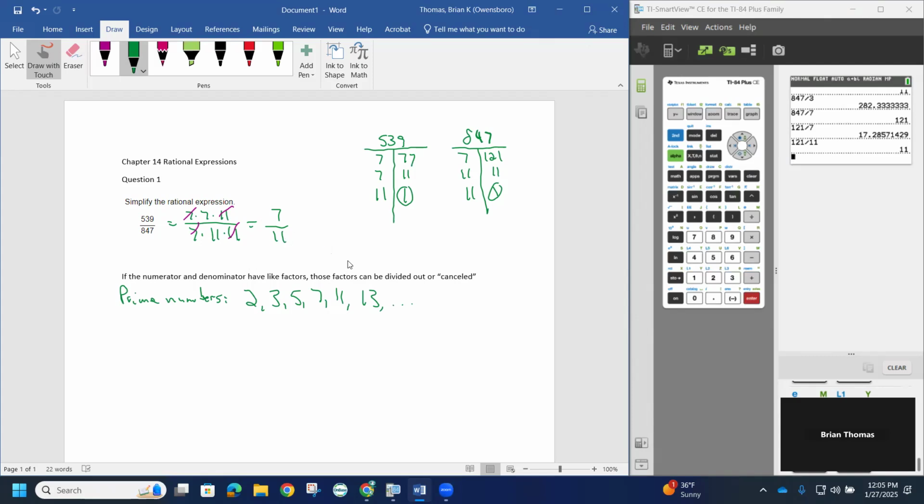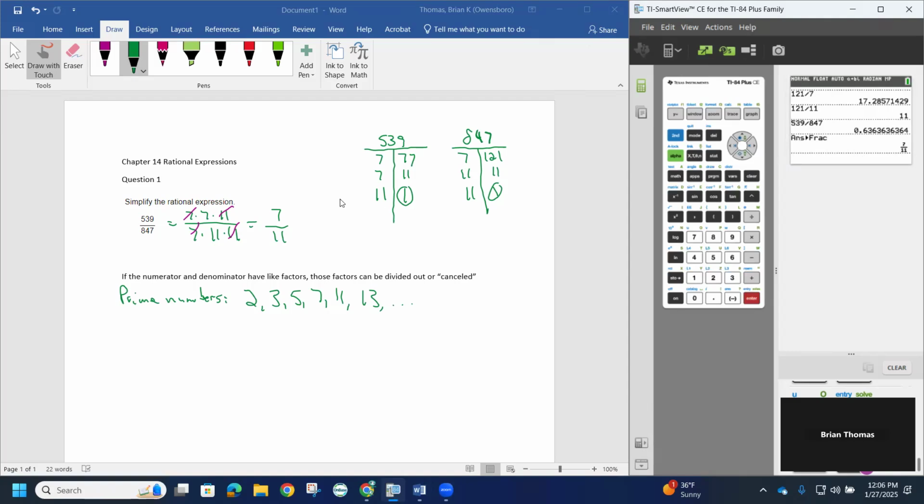Now, since this is a number, you can just type this into the calculator a couple of ways. One way is you actually could just type in 539 divided by 847. And then you can go up to math and say, change it to a fraction. Notice how it reduces it down for me to 7/11.